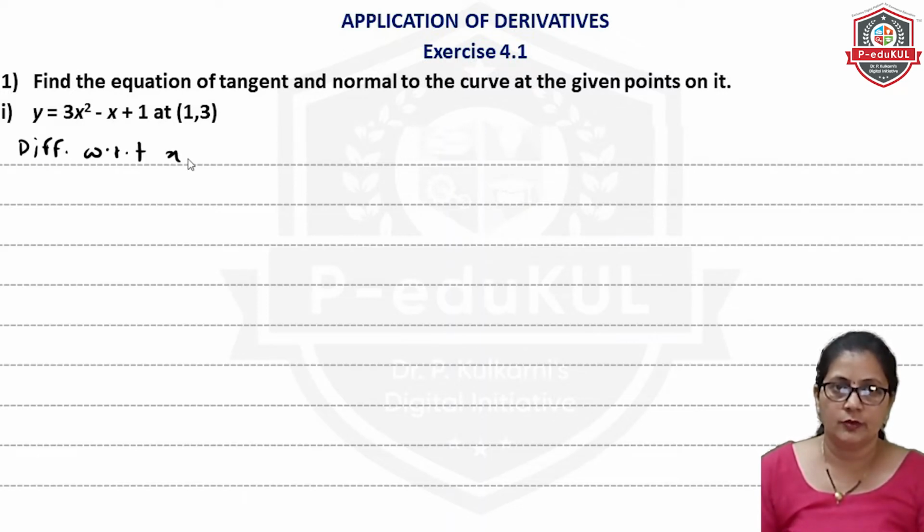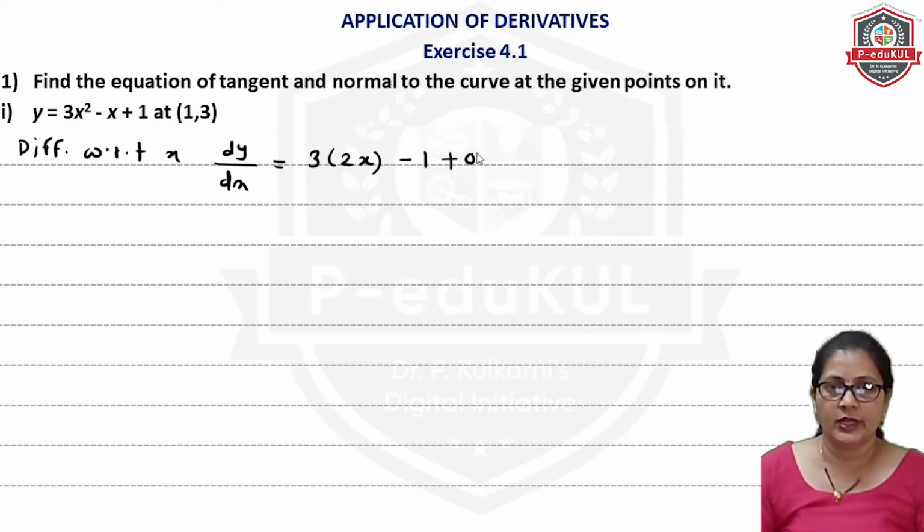Differentiate with respect to x. So you will get dy by dx is equal to, now 3 as it is, x square का derivative 2x, x का derivative 1, 1 का derivative 0. So you will get this as 6x minus 1, right? So now this we will calculate at this particular point.